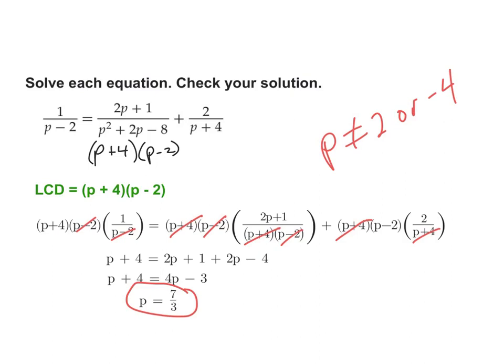So from the beginning, you could say it can't be 2 or negative 4. You could say that from the beginning. But you still have to solve it. Yeah, you still have to actually solve that. All this is saying is the values that P cannot equal.